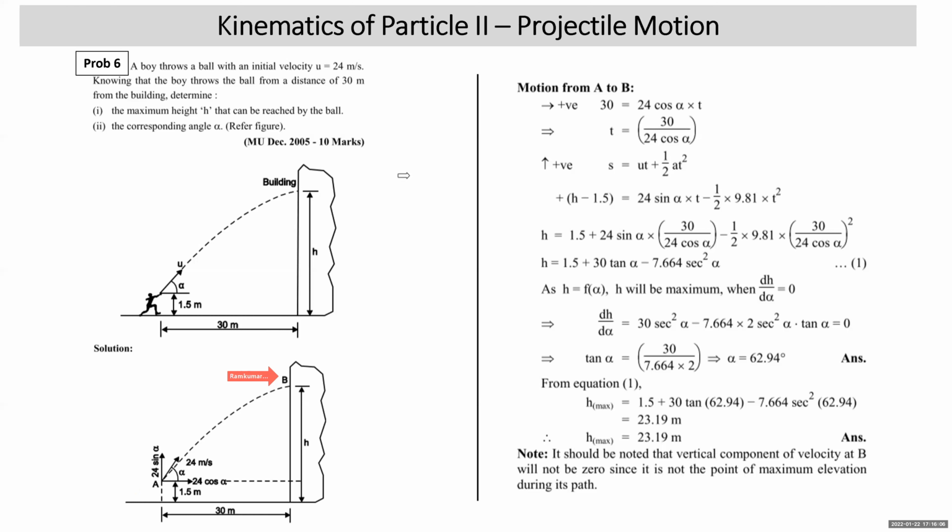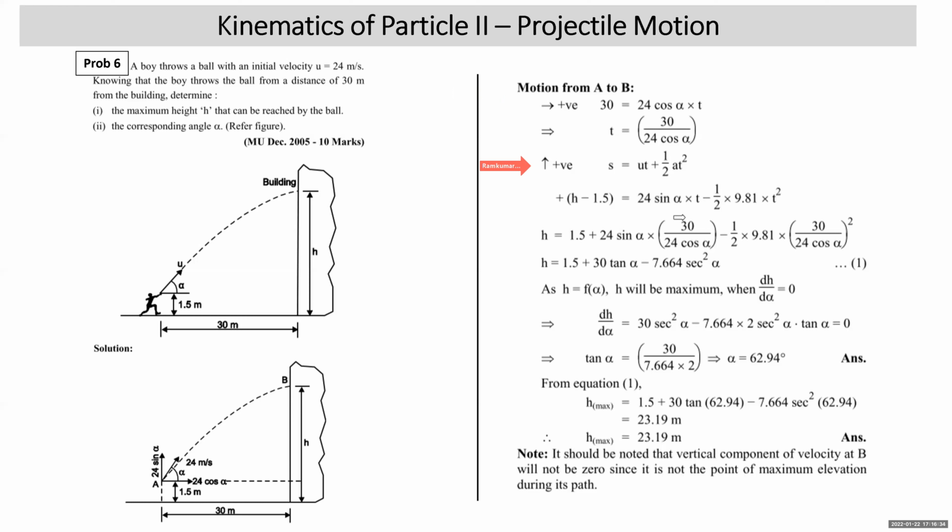So let's start writing equations of motion from A to B. We take horizontal motion first. Horizontal displacement 30 is equal to 24 cos alpha into t. You get t is equal to 30 upon 24 cos alpha. Then we write vertical motion between A and B. S is equal to ut plus half at square. S is what? H minus 1.5. Our initial vertical velocity is 24 sin alpha, so 24 sin alpha into t minus half g t square.